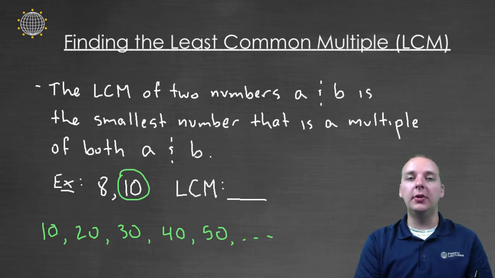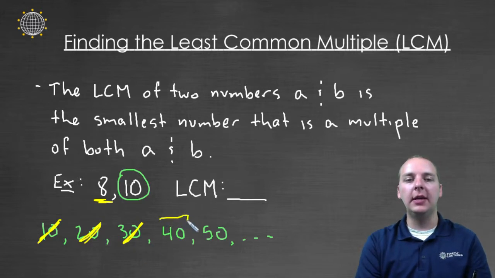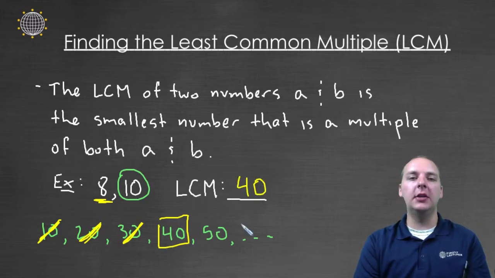So now all I have to do is scan the list starting with the smallest numbers, looking for any one, just the first one in fact, that's also a multiple of 8. In this case, 10 is not a multiple of 8, neither is 20, 30 is not a multiple of 8, but 40 is. 40 is 8 times 5. And so as soon as you get to your first number, that's the LCM. This is a very easy way to find least common multiples. For the vast majority of examples you'll work, this way works well.